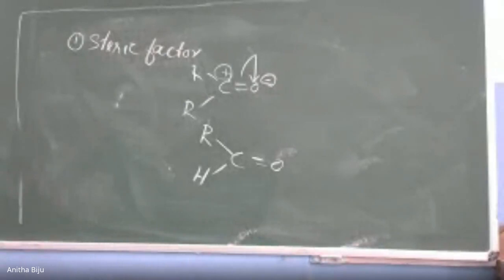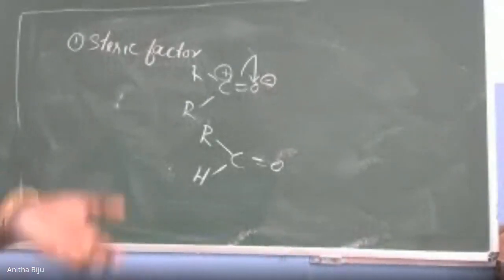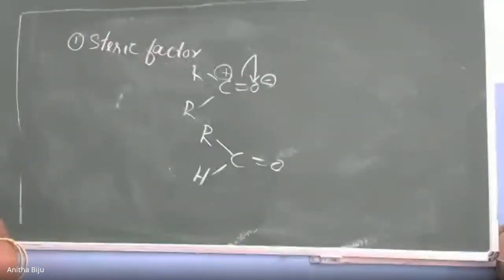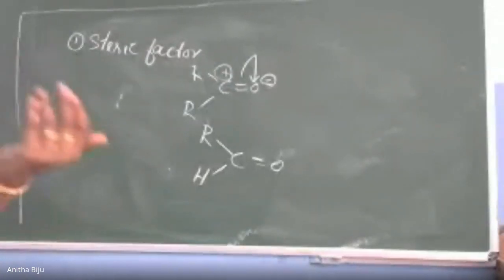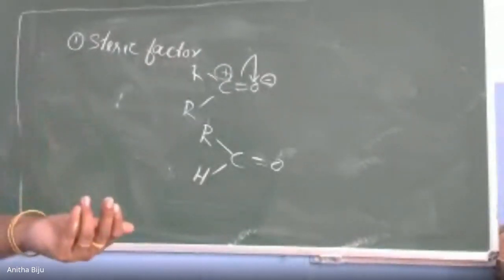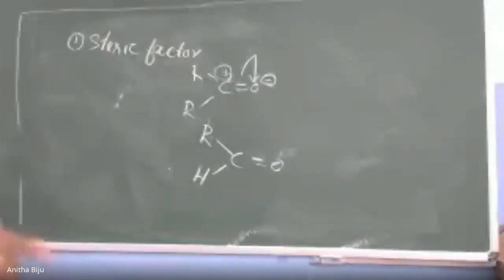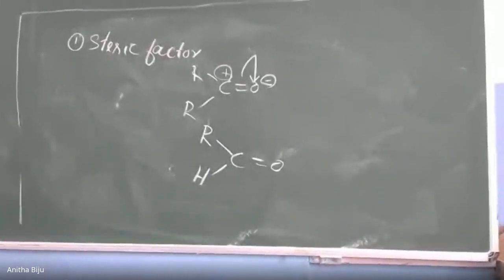Due to electronic factor, due to the surplus electron density on the carbon atom due to the presence of plus I, due to the presence of alkyl group. If it is a methyl group, it is more. Alkyl group, electron donating group. Because of these two reasons, ketones are less reactive than aldehydes. That means aldehydes are more reactive than ketones.